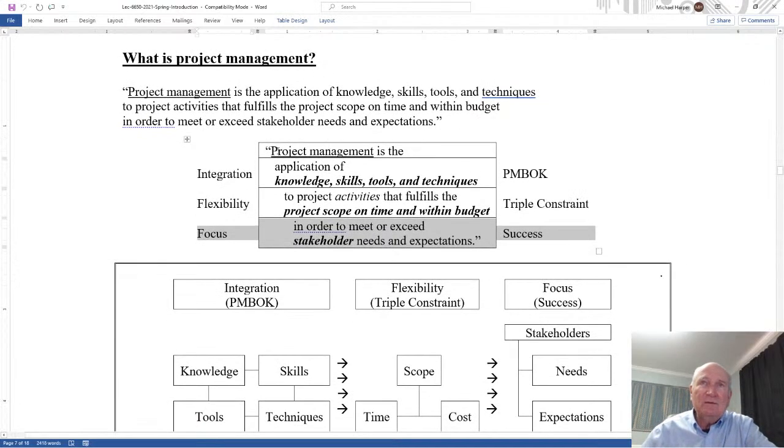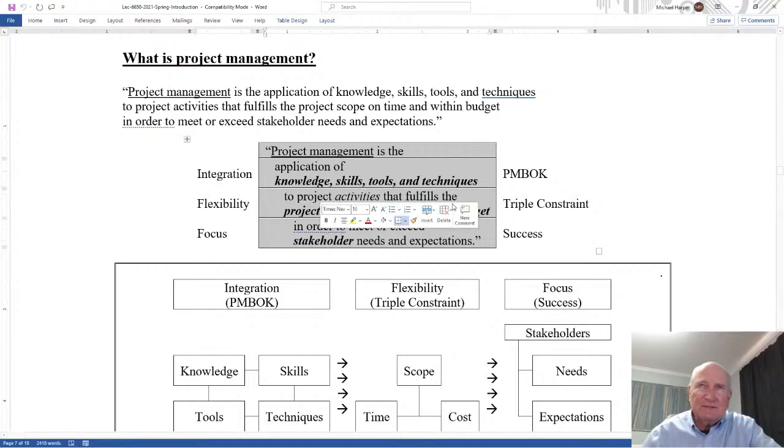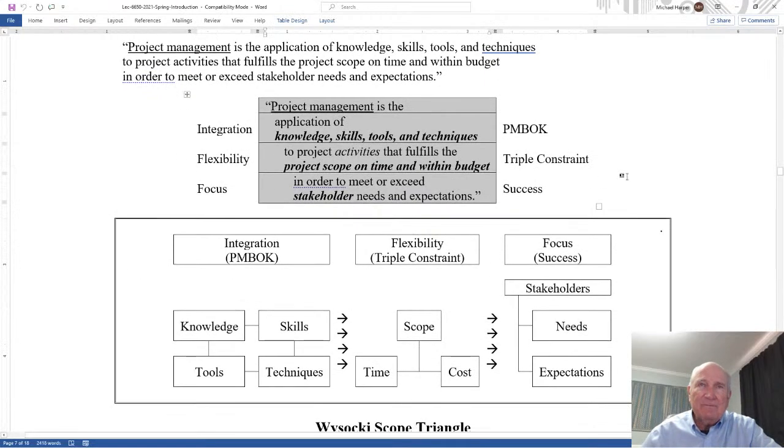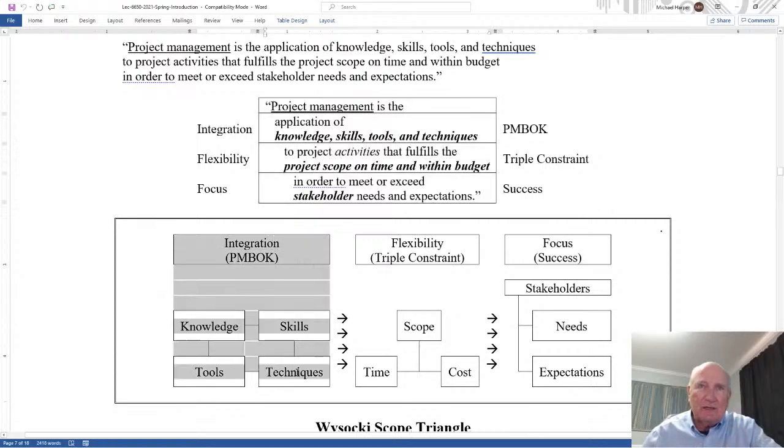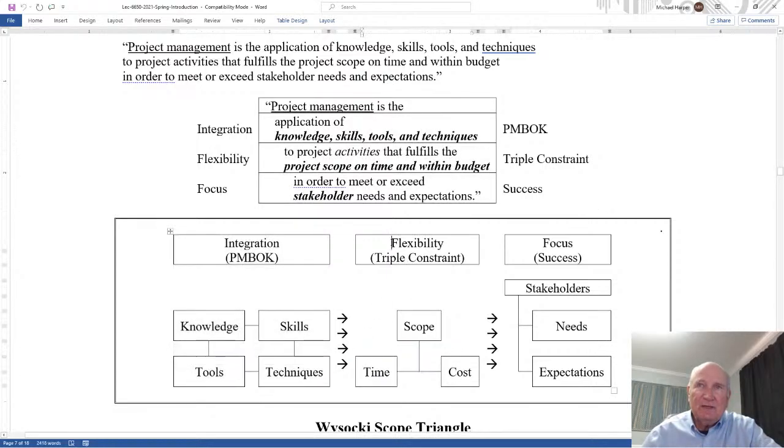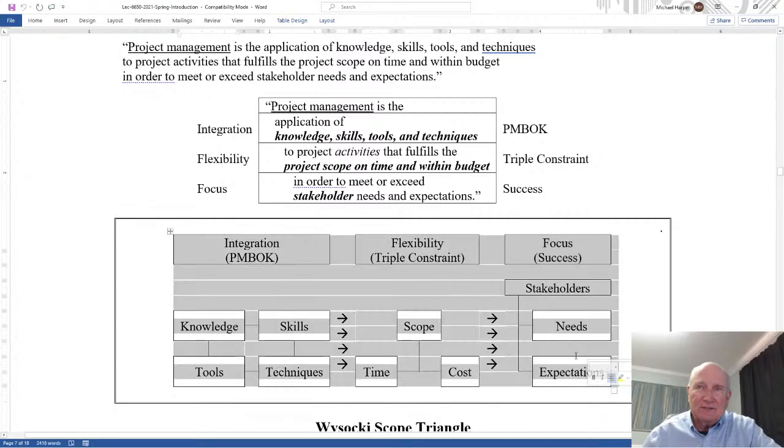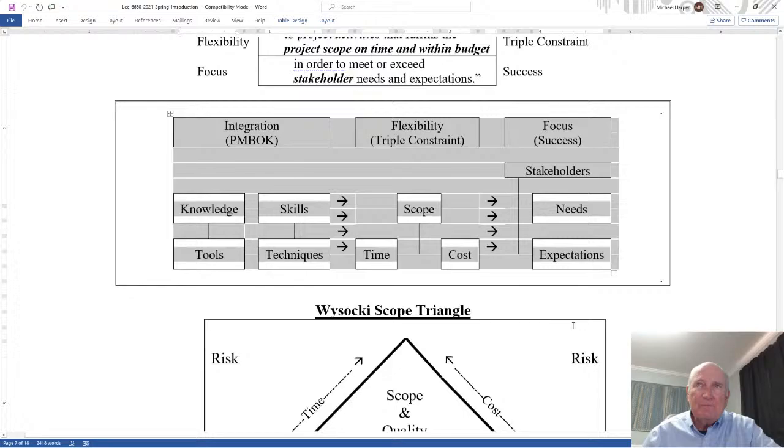Now, this little statement, separating it out, I put it in a graph. Over here's the integration, PM BANA, knowledge, skills, tools, and techniques. Here's the flexibility, triple constraint, scope, time, and cost. And here's the focus over here, success, the stakeholder needs and expectations. Now, this is PM BANA.